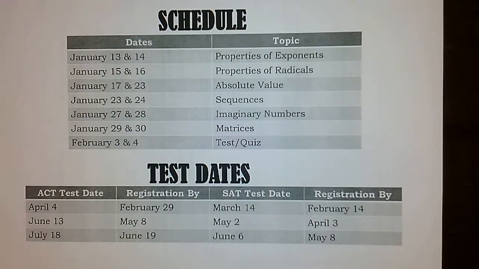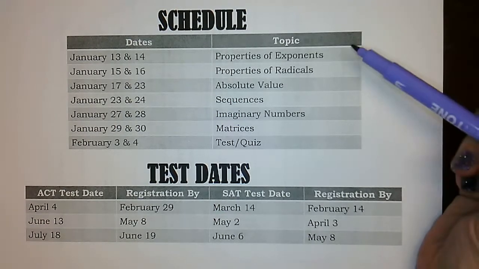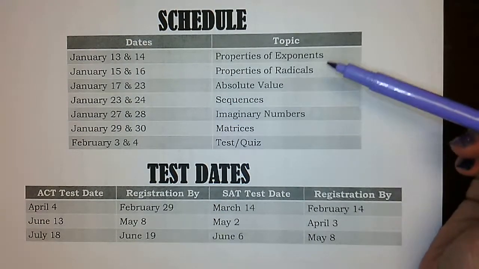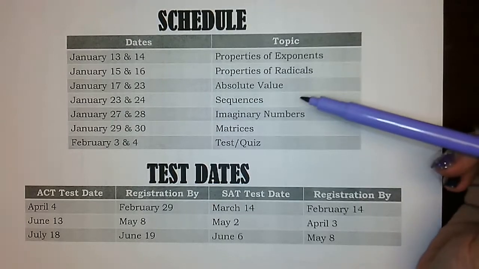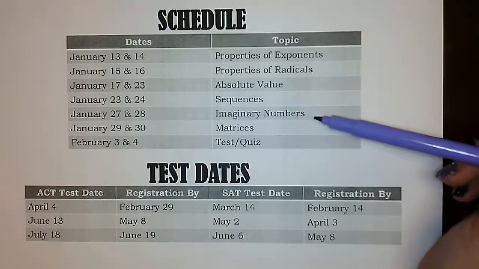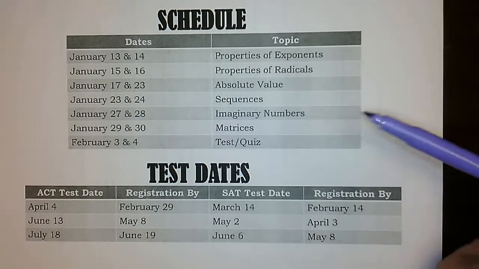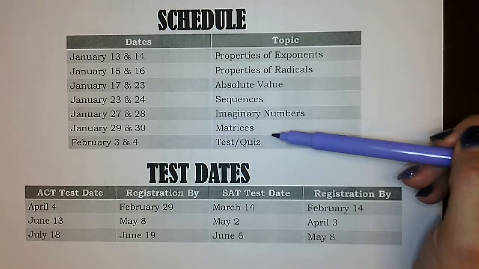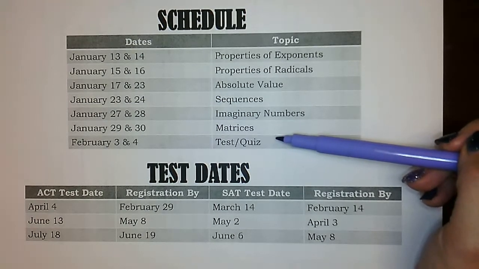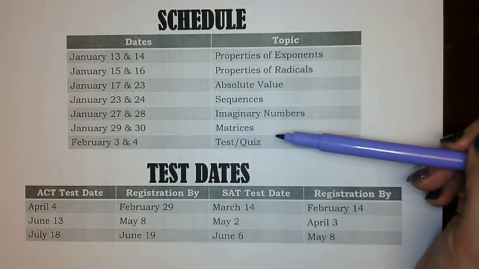Okay, guys, so here's your schedule for the rest of this unit. We're doing number and quantity. So far we have done properties of exponents, properties of radicals. Today we're going to do absolute value. Then we're going to get into sequences, review imaginaries from first semester, talk about matrices, which is actually a pre-cal standard that we are going to talk about because it's needed for the ACT.